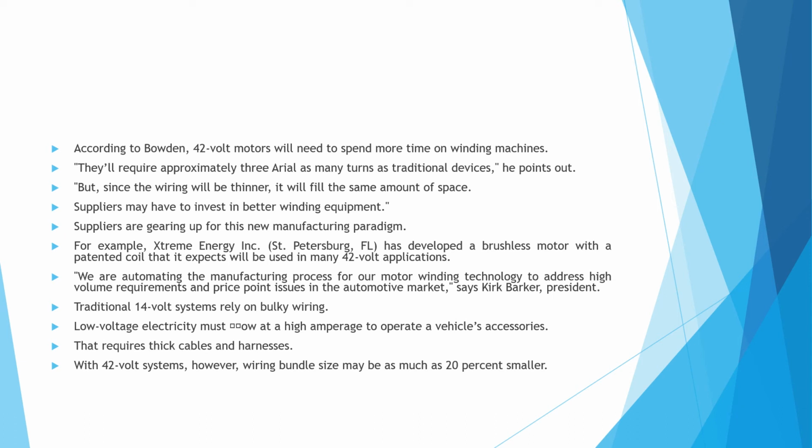The 42-volt motors will need to spend more time on winding machines, and they will require approximately 3 times as many turns as traditional devices. But since the wiring will be thinner, it will fill the same amount of space. Suppliers may have to invest in better winding equipment.